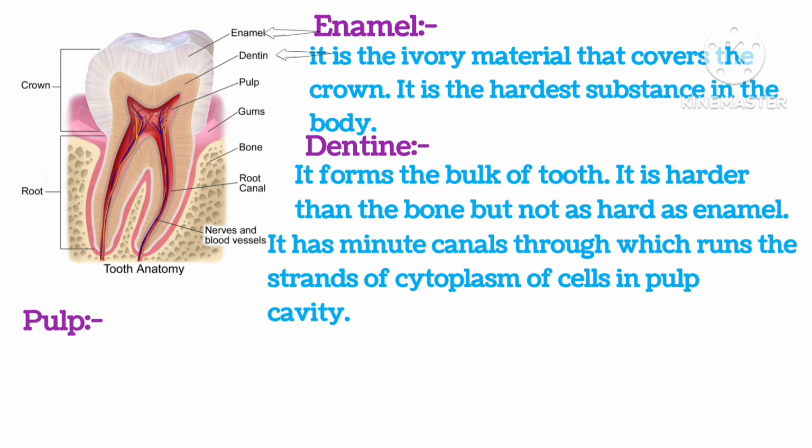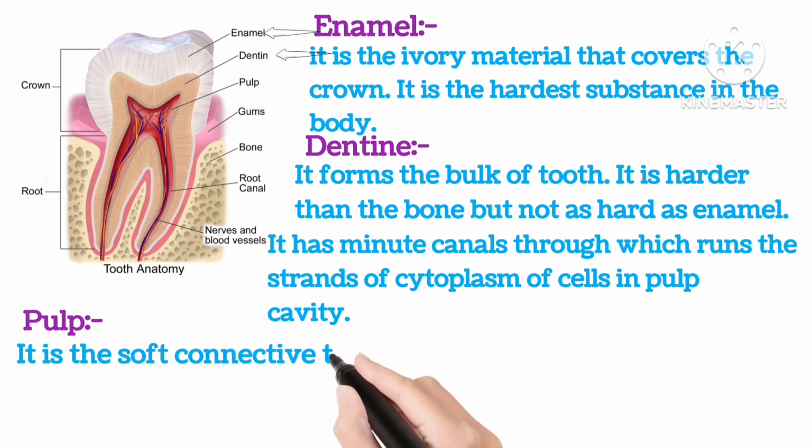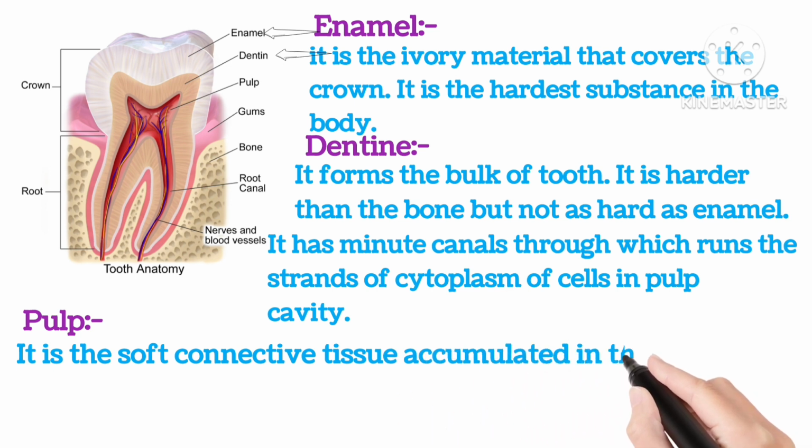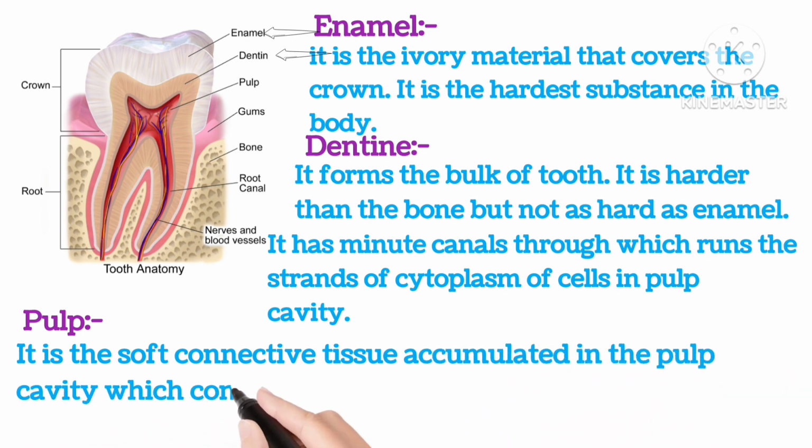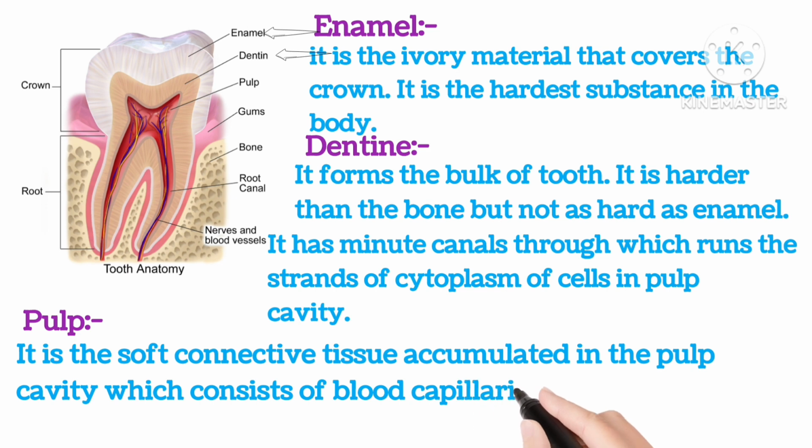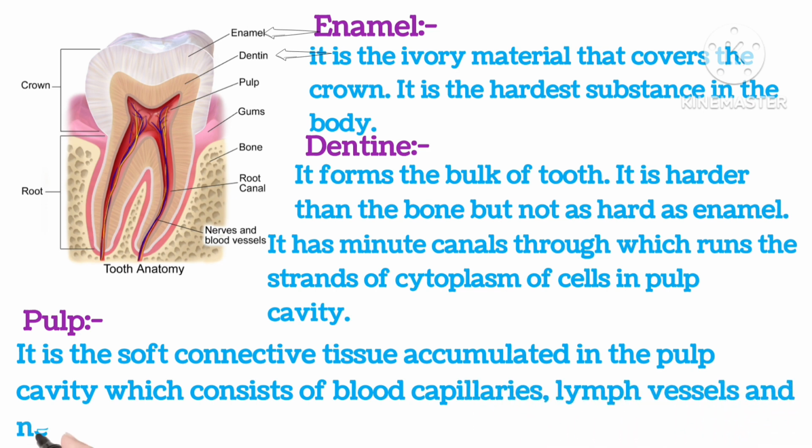Pulp. It is the soft connective tissue accumulated in the pulp cavity, which consists of blood capillaries, lymph vessels, and nerve fibers.